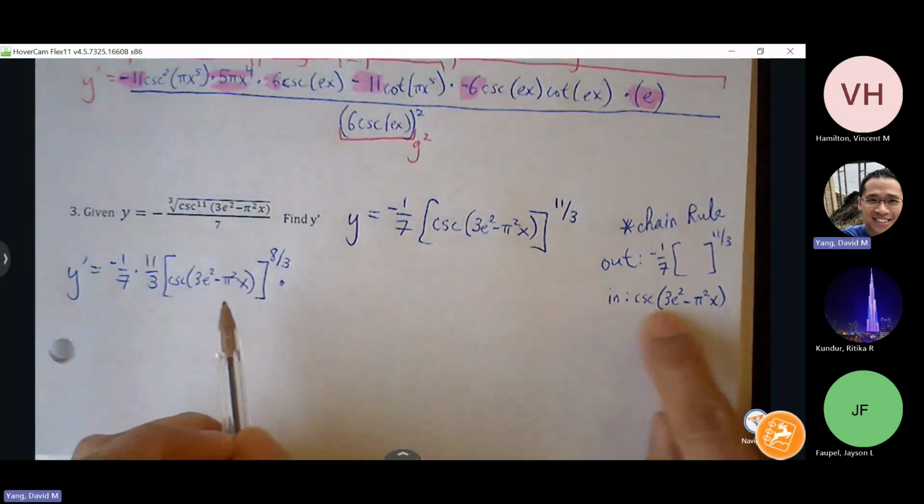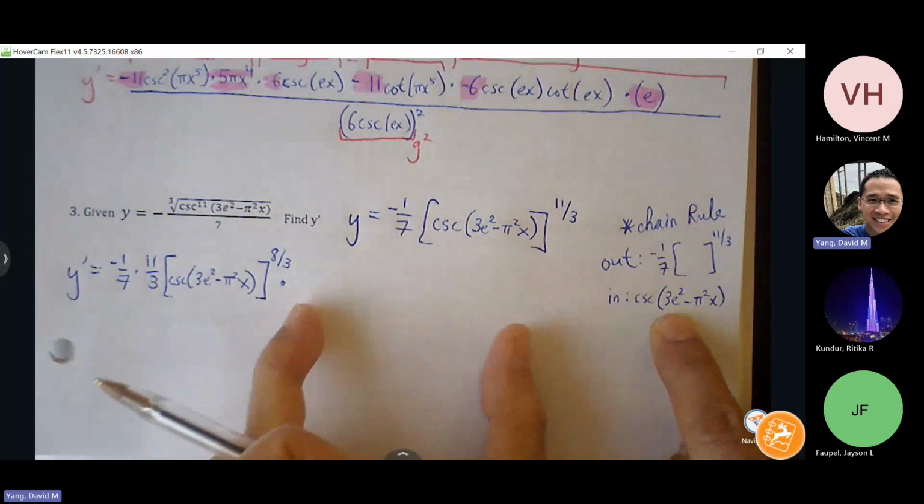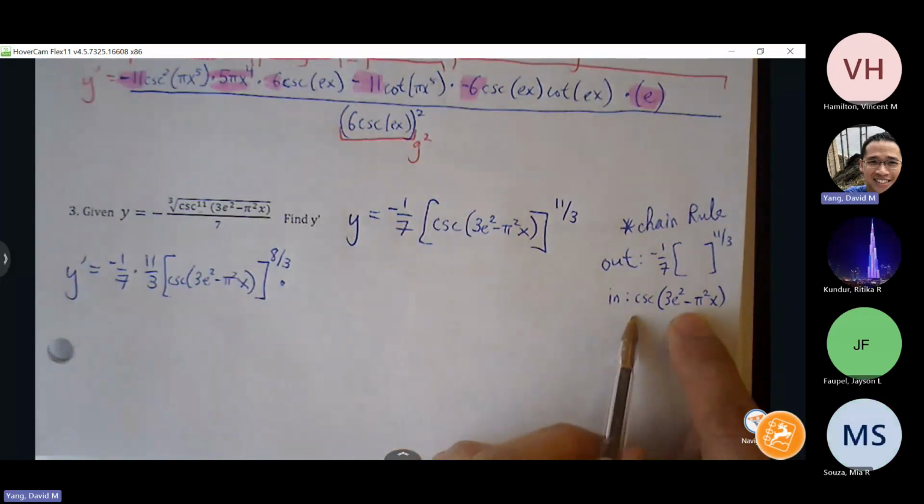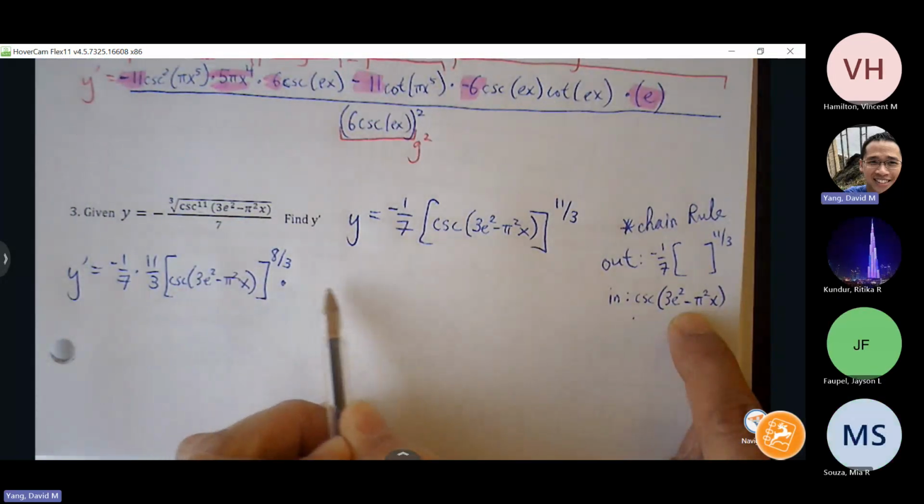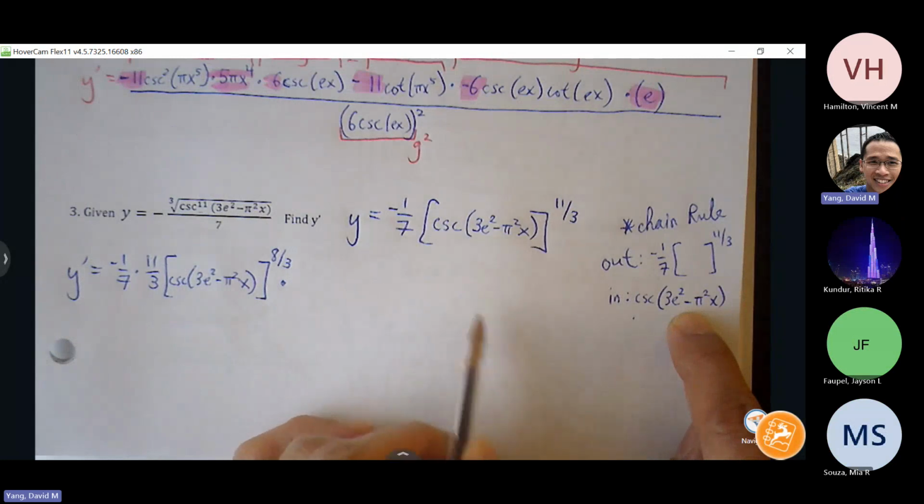Now ready for cosecant's derivative. So that's going to go in this space here. Cosecant of u becomes negative cosecant u cotangent u times u prime.